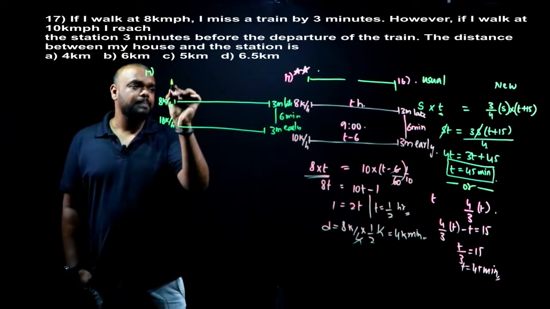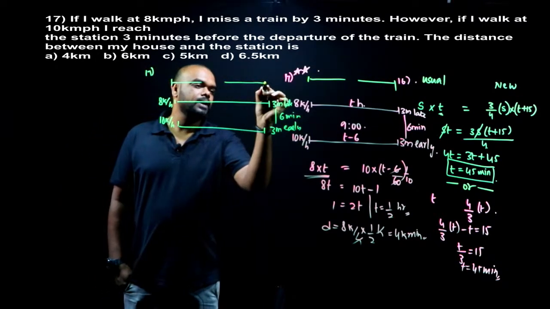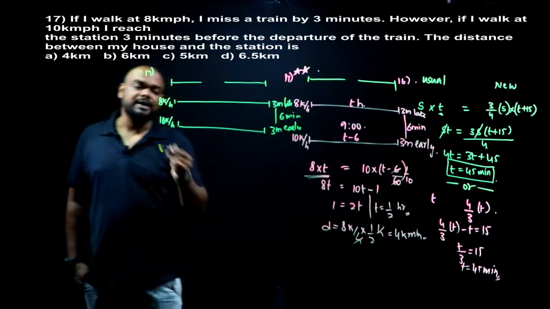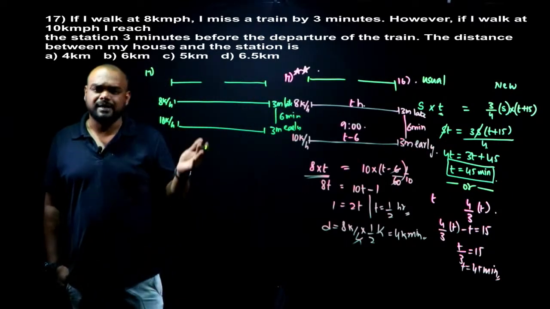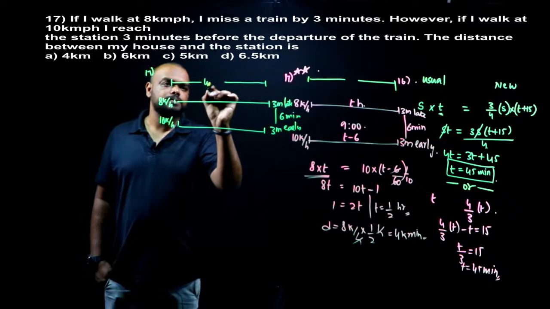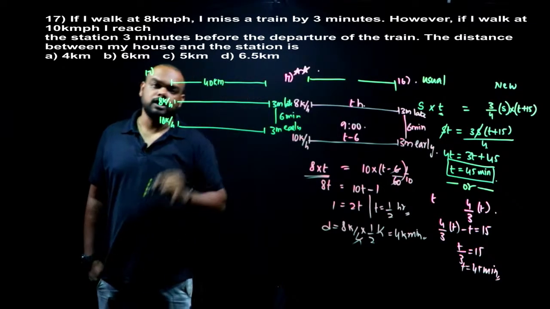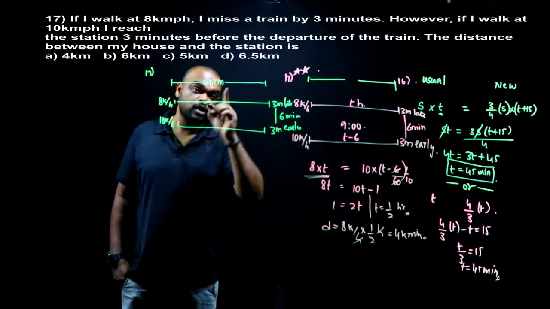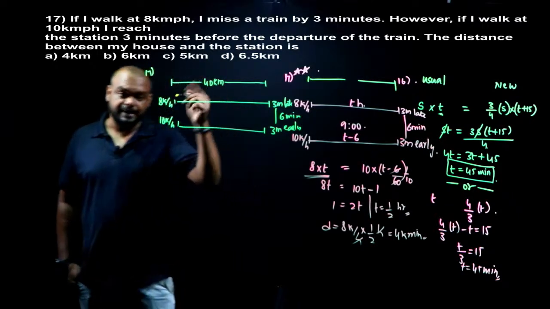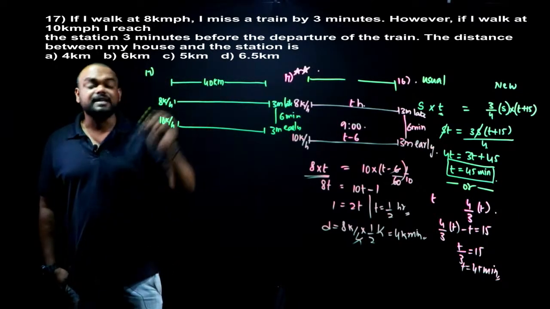Now, let me assume some distance here. How do I assume distance? You know that. Take any number divisible by 8 and 10. Doesn't matter. So I will take 40 kilometers. We know the distance is 4 kilometers, so this is not the right answer. But I'll show you how to correct it. So let me consider the distance as 40 kilometers.